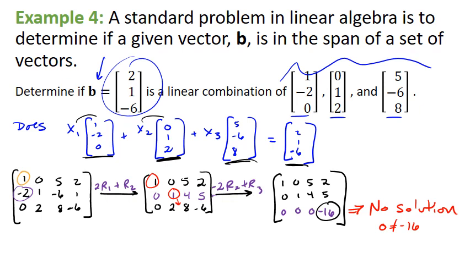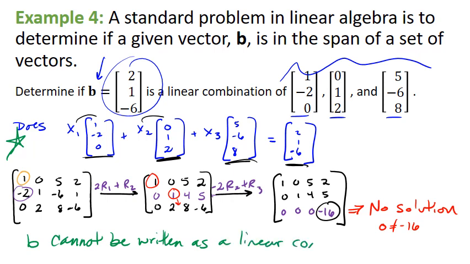Because this augmented matrix has no solution, we can draw a conclusion about this statement here. We can say that B cannot be written as a linear combination of the other 3 vectors. There you have it. Not so bad, right?